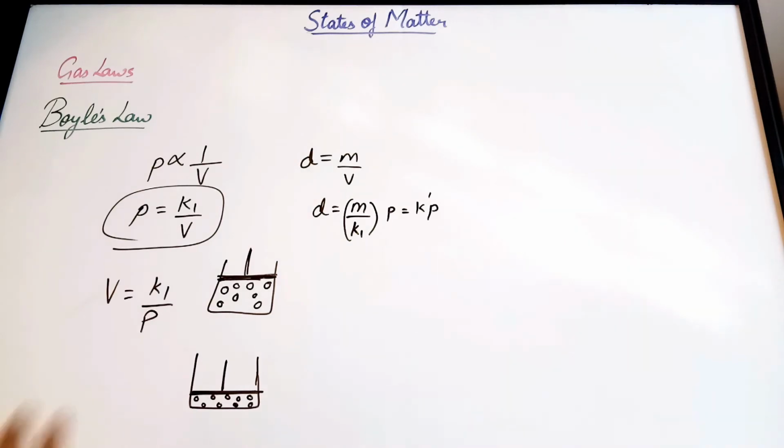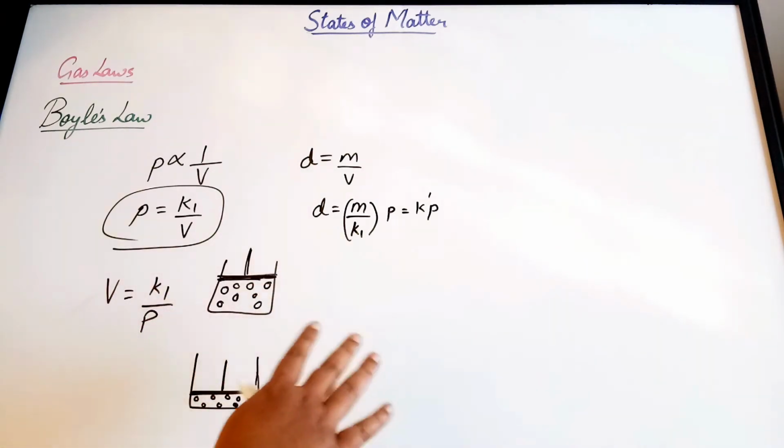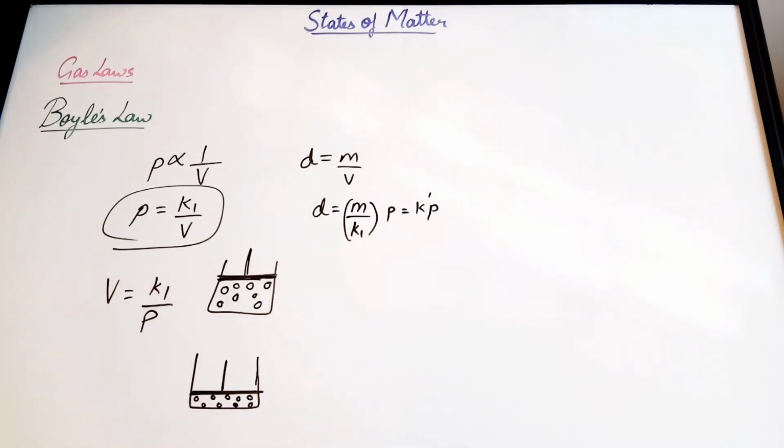So this D and P being proportional to each other shows that at sea level density is high, so the amount of oxygen available for us is high. But as we go to higher altitudes, the pressure is low, so the density is also low, and so the oxygen available is insufficient.